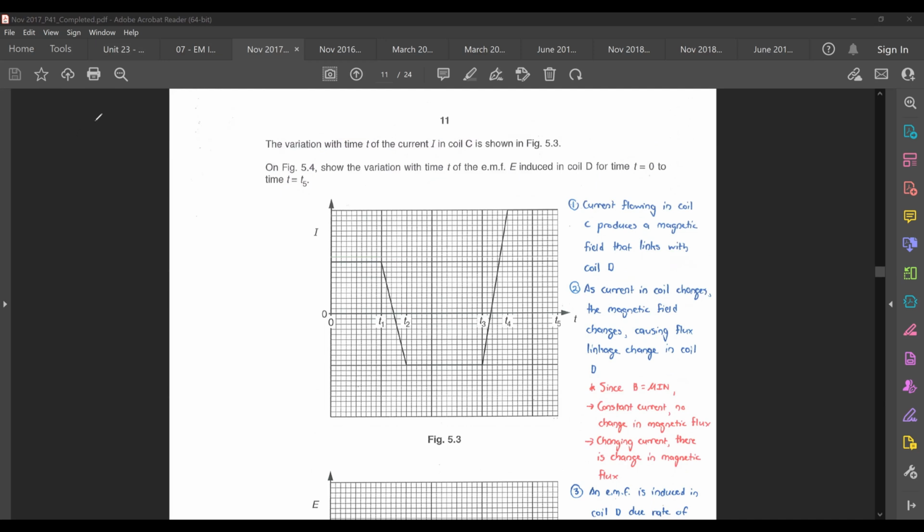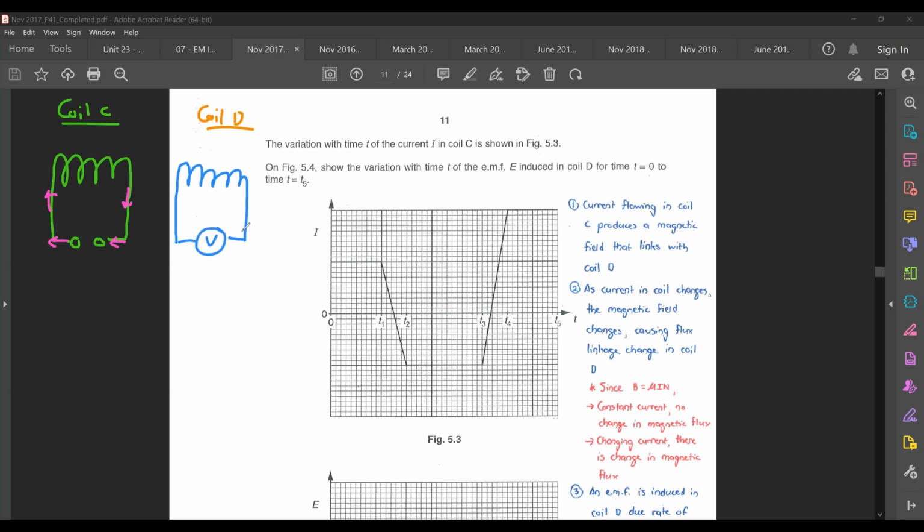Let's imagine that this one is coil C that the question gave you. This is your coil or your solenoid where you had current flowing through it like this. And then near to your coil C, you have coil D where you had something like this. But there's no current flowing through it, but you have a voltmeter attached across it. How is an EMF going to be induced in this case here?